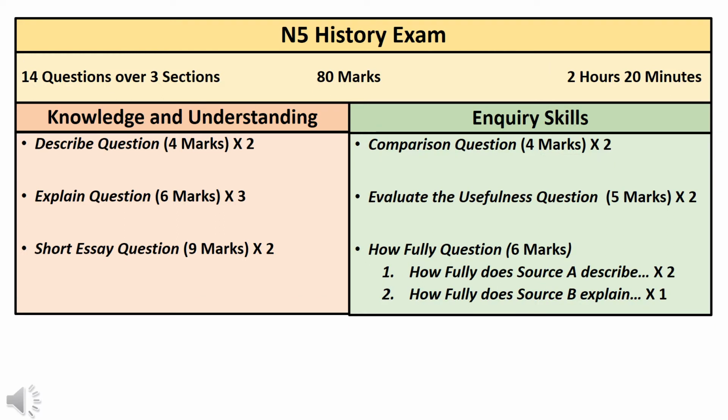So the National 5 History exam asks students 14 questions over these three sections. It is 80 marks in total, and students have 2 hours and 20 minutes to tackle the paper. There are two different groups of questions in the National 5 History exam. There are knowledge and understanding or KU questions and inquiry skills questions, ES questions.